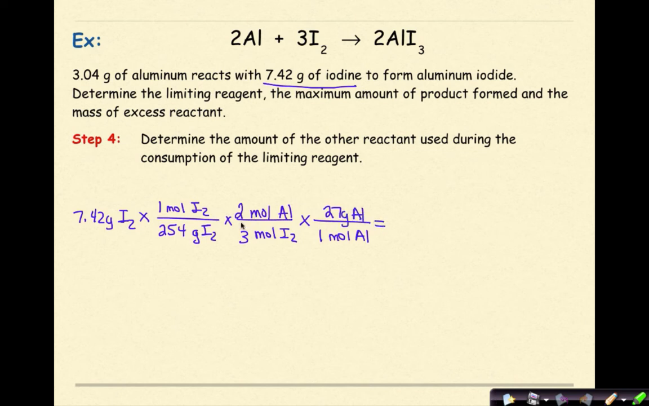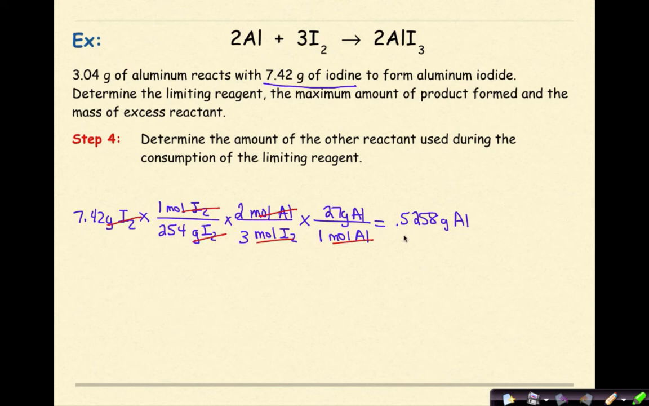And again, before I do my calculation, I'm going to say grams of I2, moles of I2, moles of I2, moles of Al, moles of Al. I'm left with grams of Al, which is what I want. And when I work this out, it's going to be 0.5258 grams of aluminum. Now, what does this represent? This represents the amount of aluminum used in the consumption of all the I2.